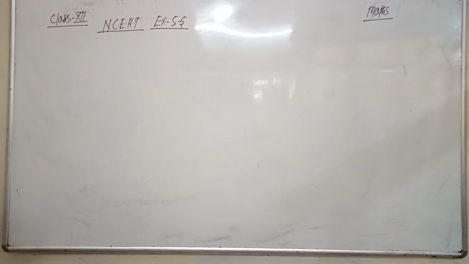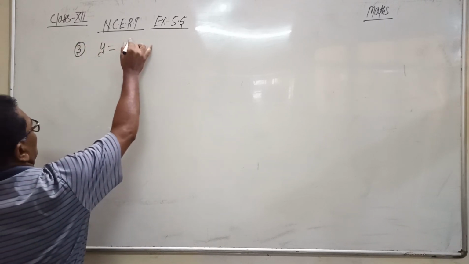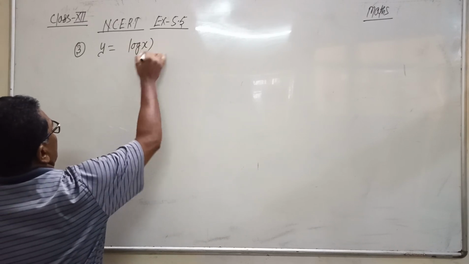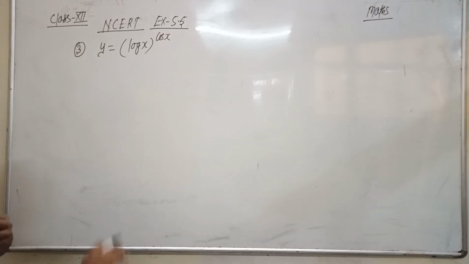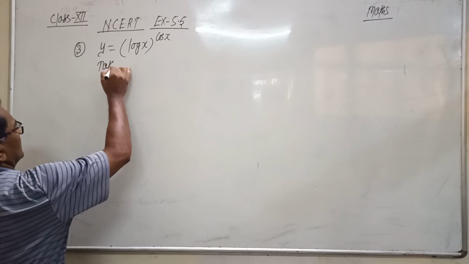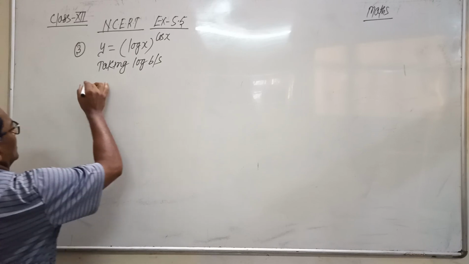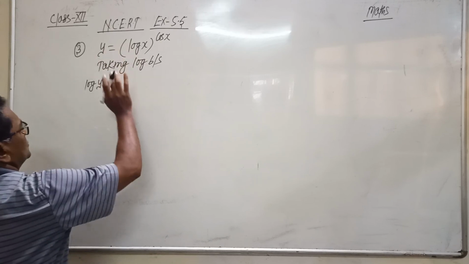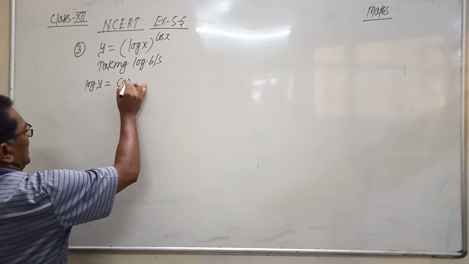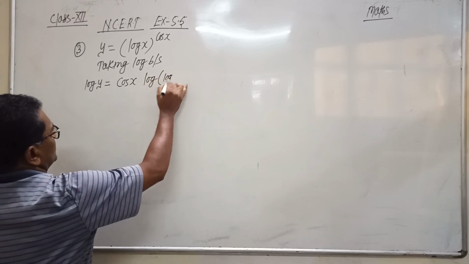Third question, y equals (log x) raised to the power cos x. So firstly we take log and we write, taking log both sides, log of y equals, the power comes at that place, cos x into log of log x.